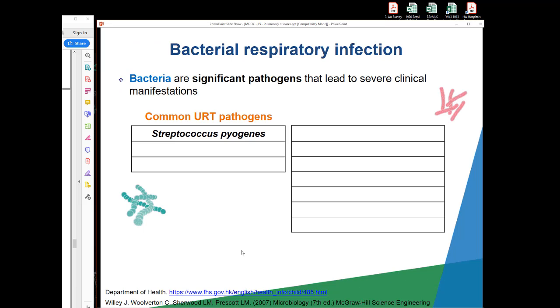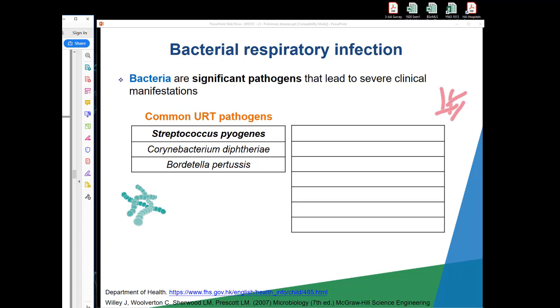Bacteria are significant pathogens that can lead to severe clinical manifestations. The common bacteria that can lead to upper respiratory tract infection include Streptococcus pyogenes. It is a group A beta hemolytic streptococcus. It is transmitted through respiratory droplets, and it can cause acute outbreaks of sore throat in schools.